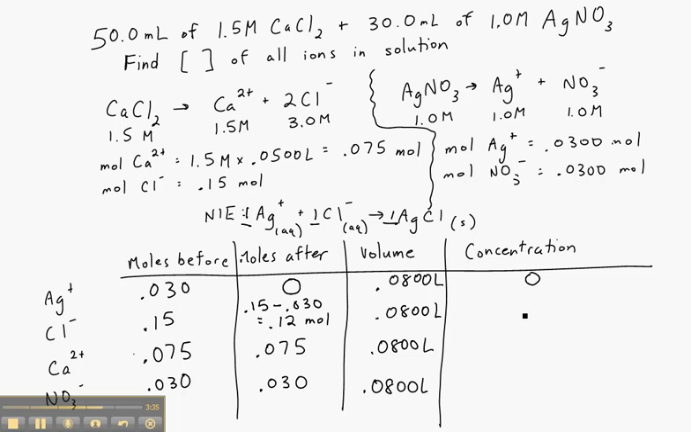And now to find the final concentration of all of these, it's just division. Moles divided by volume. Chloride ends up being 1.5 molar, calcium 0.94 molar. And you should check with your calculator to make sure that you're getting the same values.